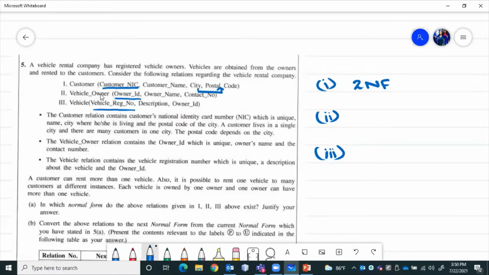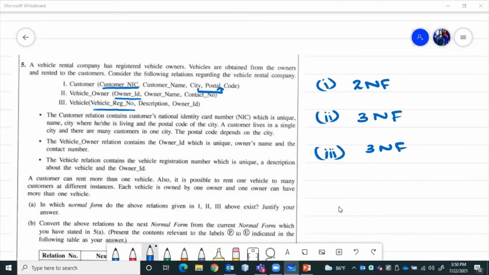Second relation, the vehicle owner and the vehicle. Second and third. Yes, we don't have any partial dependencies and we don't have any transitive dependencies. So definitely both the tables, or the relations, are in the third normal form. Very good, we are getting answers.